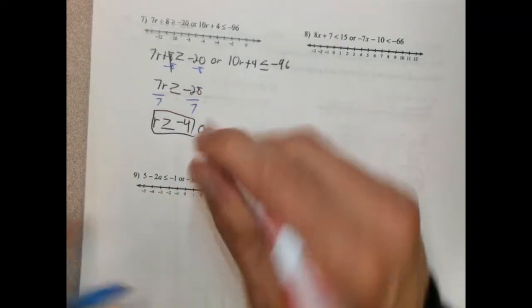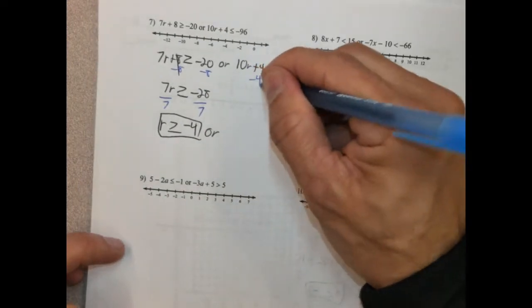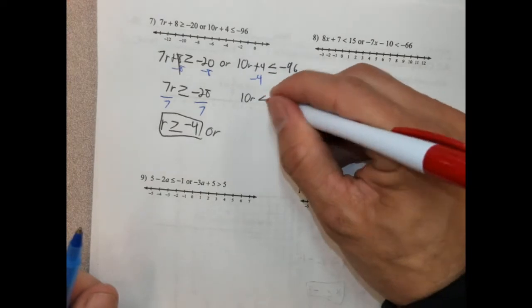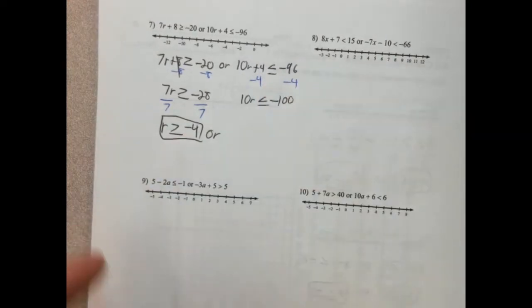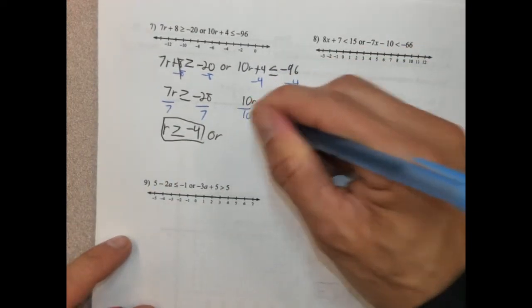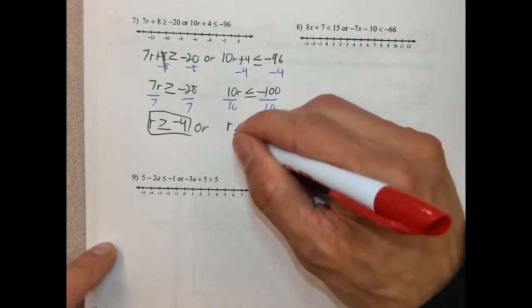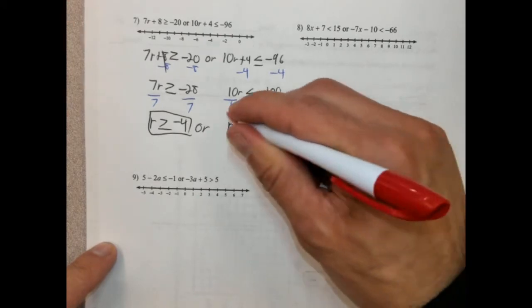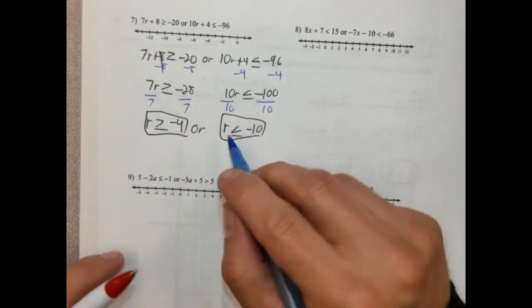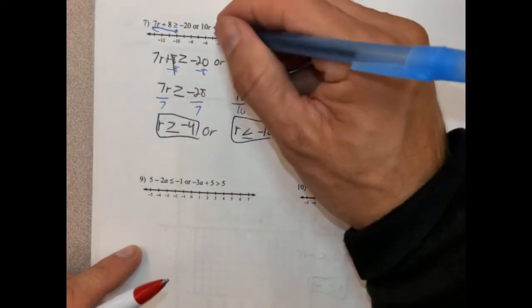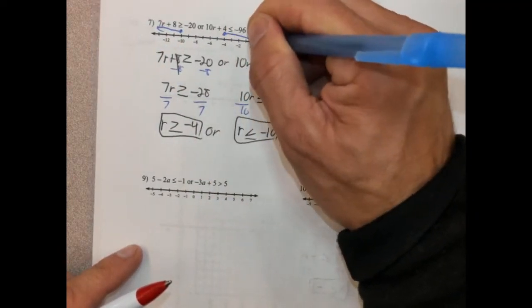Okay, or let's get rid of our constant here. We're going to subtract 4 from both sides. So we're going to have 10r is less than or equal to negative 100. We're going to divide by 10 because that is our coefficient. And we're going to be left with r is less than or equal to negative 10. Okay, so inclusive at negative 10 going to the left, and inclusive at negative 4 going to the right.